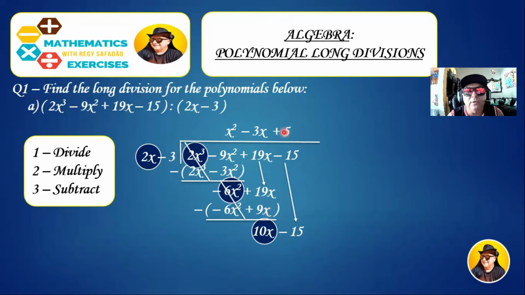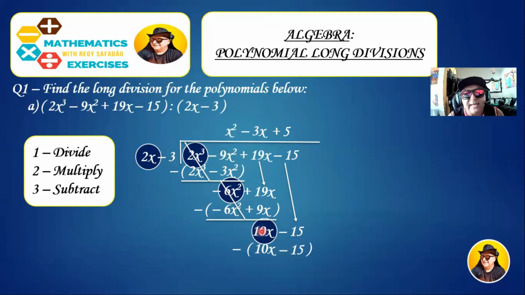Now, step 2. Let's multiply. Plus 2 by 2x. It is 10x. But don't forget, step 3 is minus. Okay, it's subtraction, so minus is already there. Okay, let's multiply. Plus 5 by minus 3. It is minus 15. All right, and don't forget, this is minus 10x and this is plus 15.